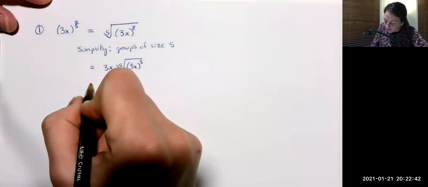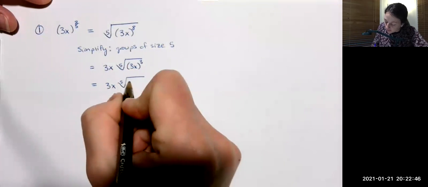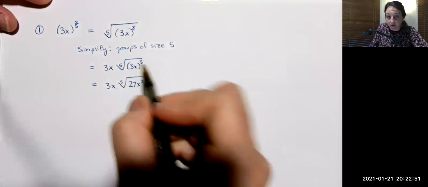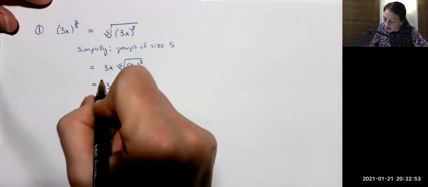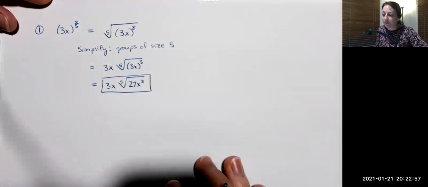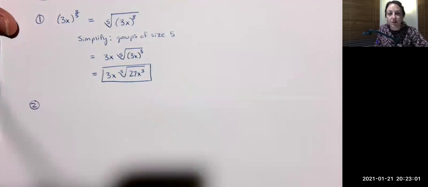And I can go ahead and reduce that one step further and rewrite it as 27x cubed, because I say 3 cubed, x cubed, 27x cubed, and we're done. All right, so there's number 1 written in radical form. We're going to do more simplification with number 2.